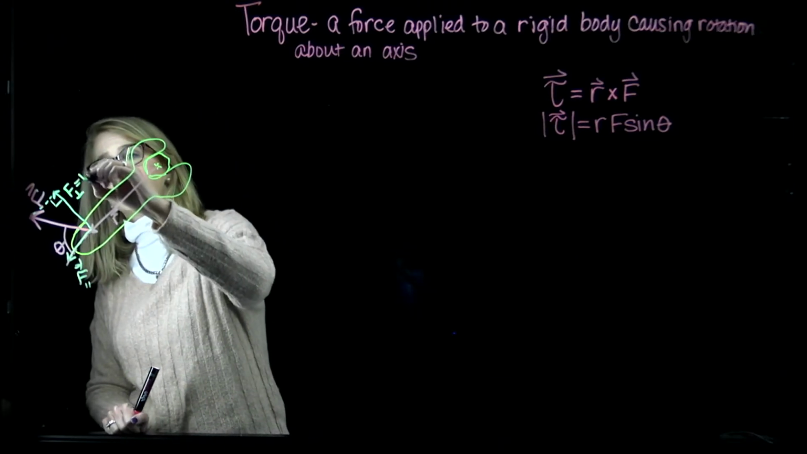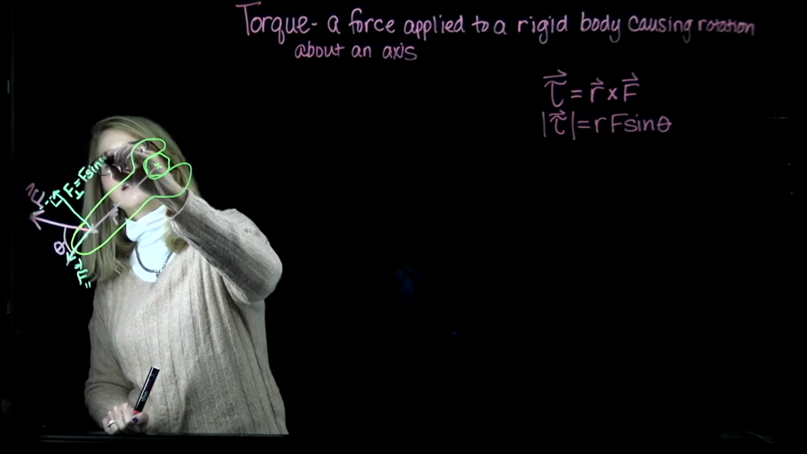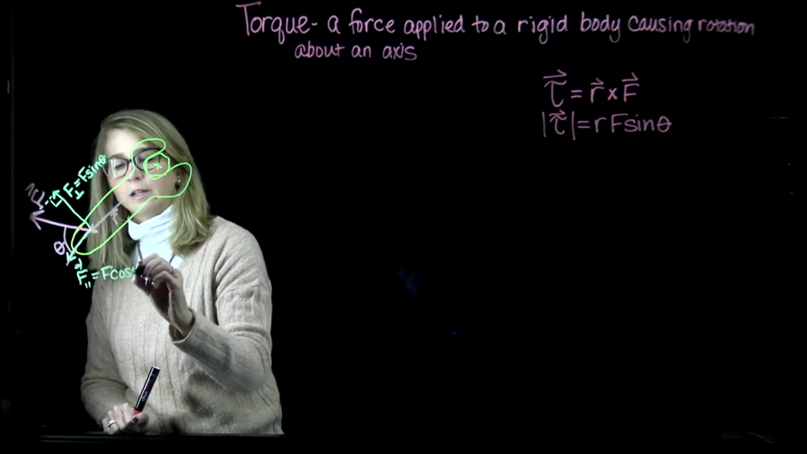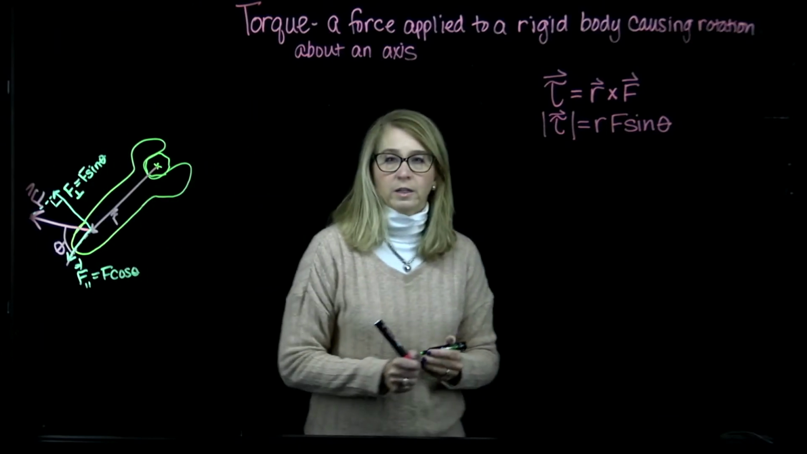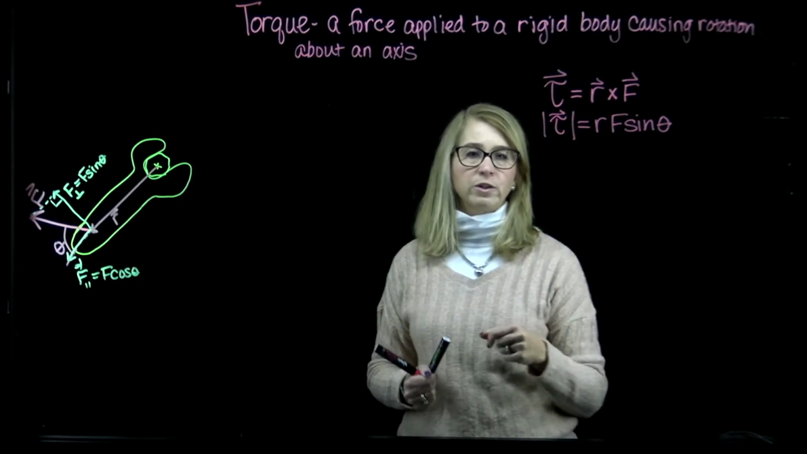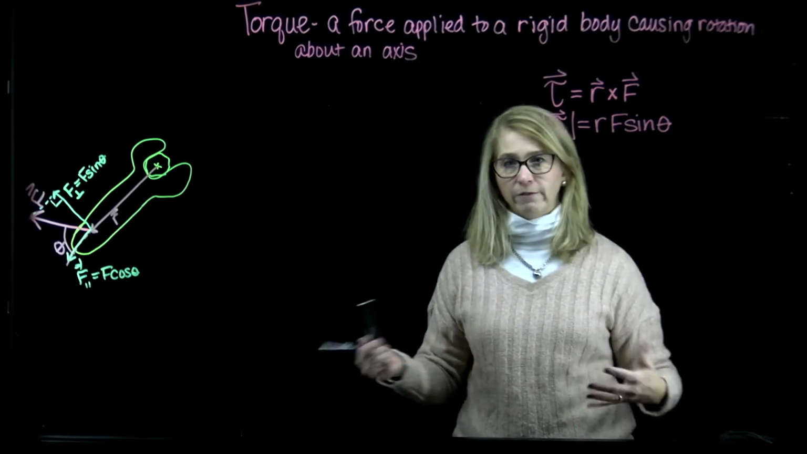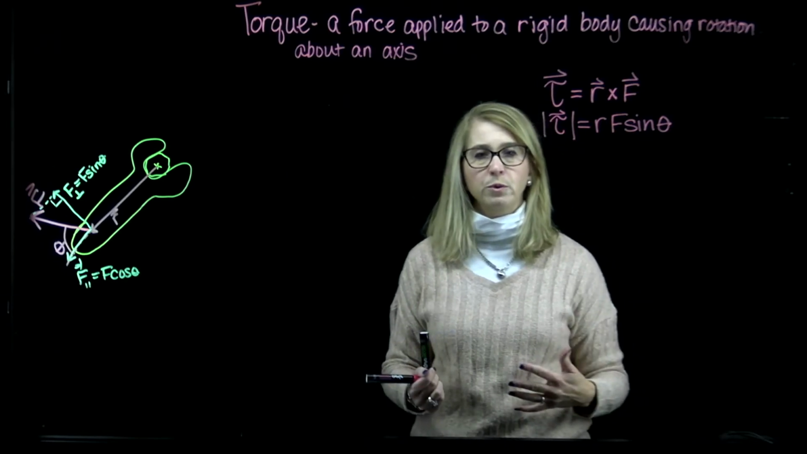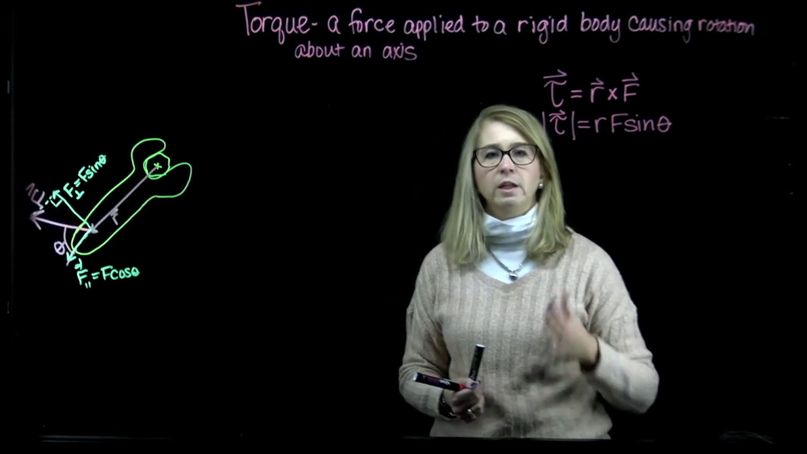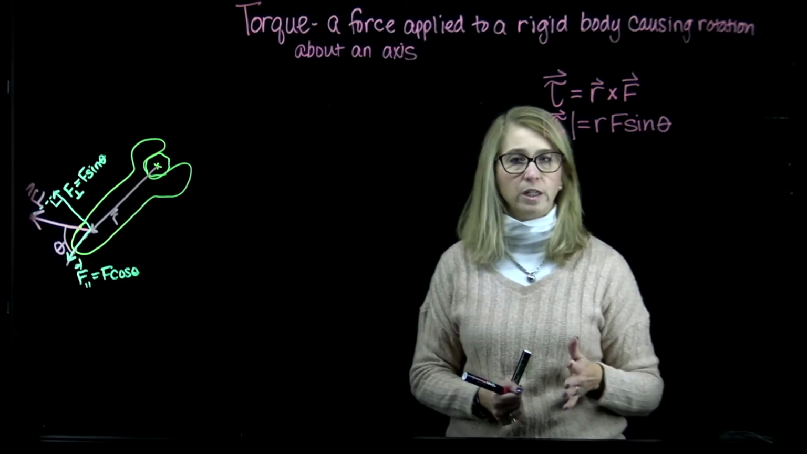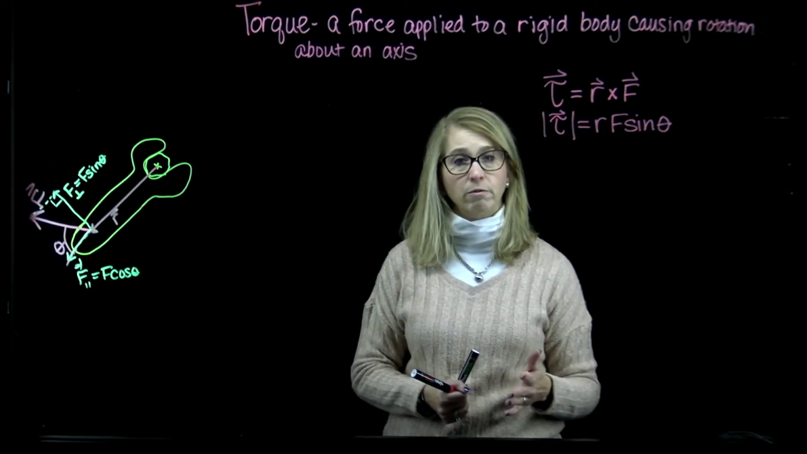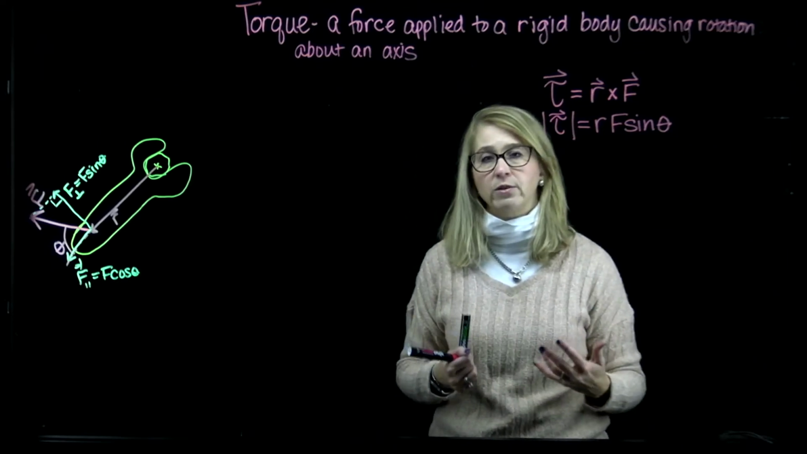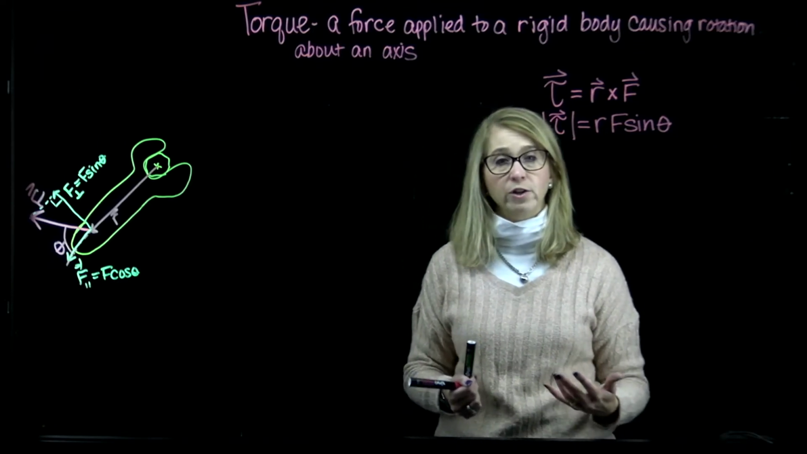Now, F perpendicular is equal to F times the sine of theta, and F parallel is equal to F times the cosine of theta. So when I apply a force to that wrench at that angle that I've decided it's applied at, we could also think of applying these two components at the same time: the component of the force that's perpendicular to the wrench or perpendicular to the radius vector, and also the one that's parallel. Now let's ask ourselves, which one of those is going to cause a rotation?